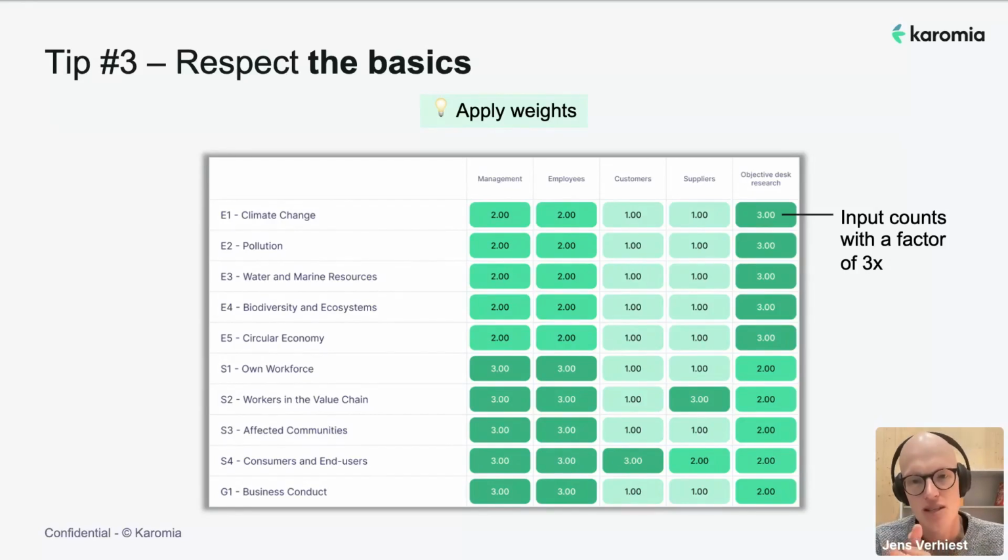And then what we typically see is that the objective desk research, for example, where there's a lot more science available in order to measure impacts, risks, and opportunities, is often valued quite a bit compared to, for example, input from customers or suppliers, people who are a bit further away and have less knowledge about certain domains. And so that's a balance that you can bring to your assessments. That's absolutely okay, and it's even recommended to do so.